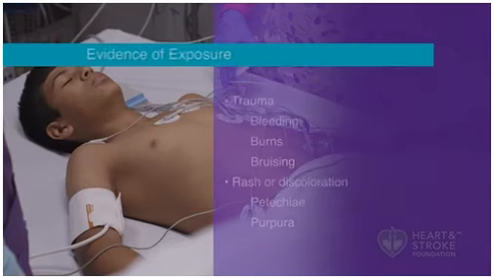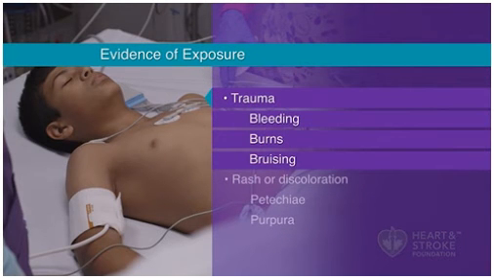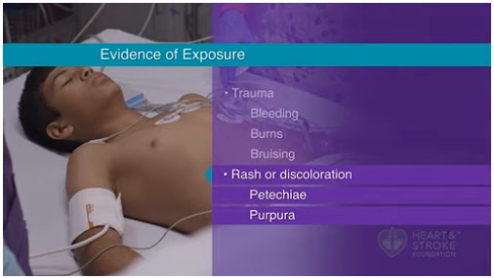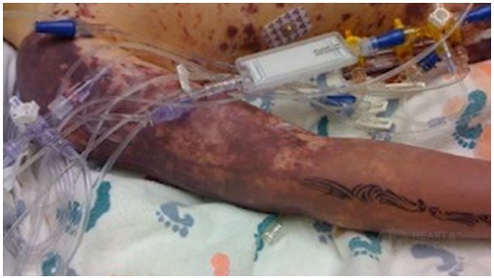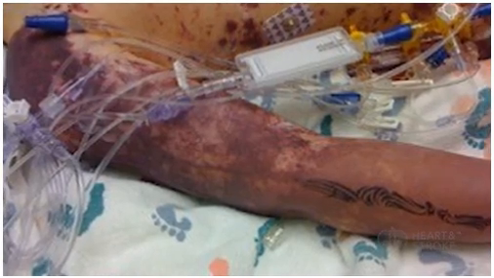You should look for evidence of trauma, such as bleeding, burns, bruising, or other types of injuries. Also, look for the presence of any type of discoloration or rash, such as petechiae or purpura, which are non-blanching purple discolorations in the skin caused by bleeding from capillaries and small vessels.